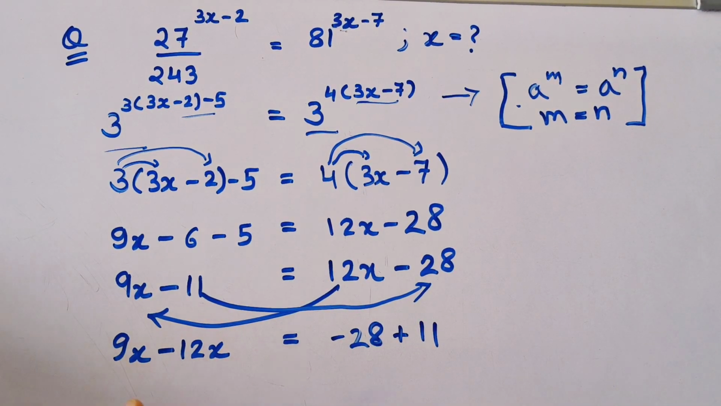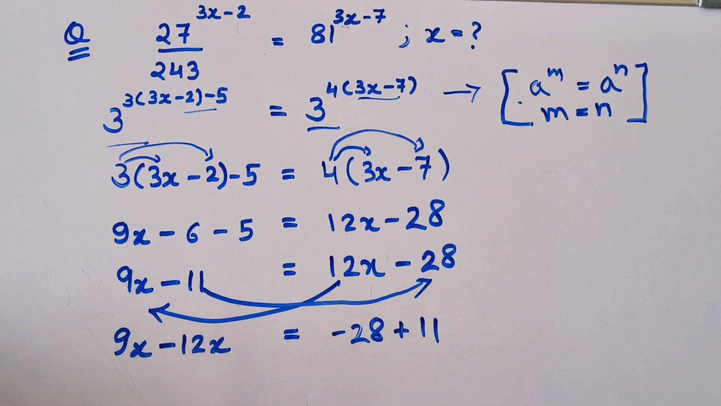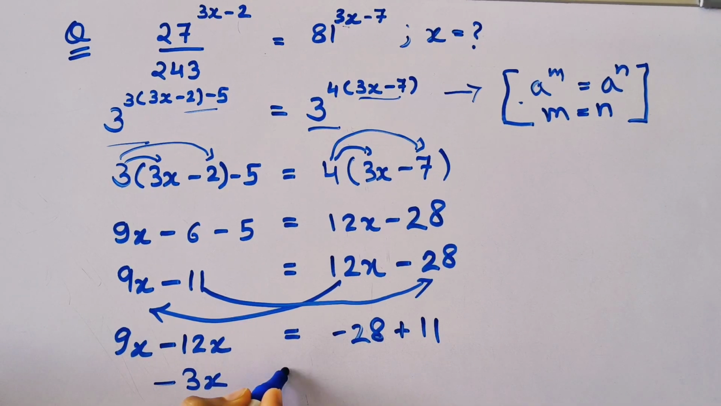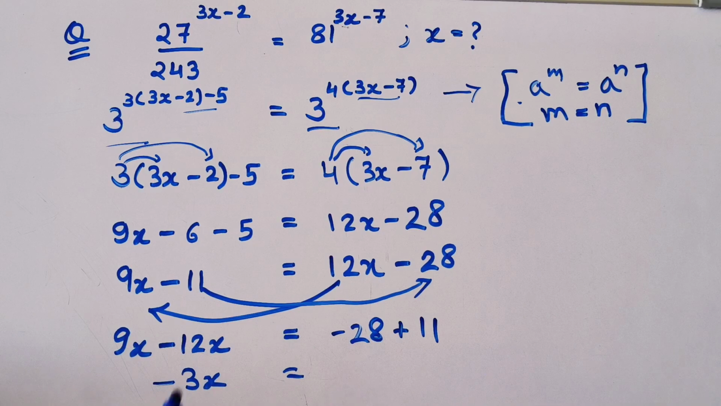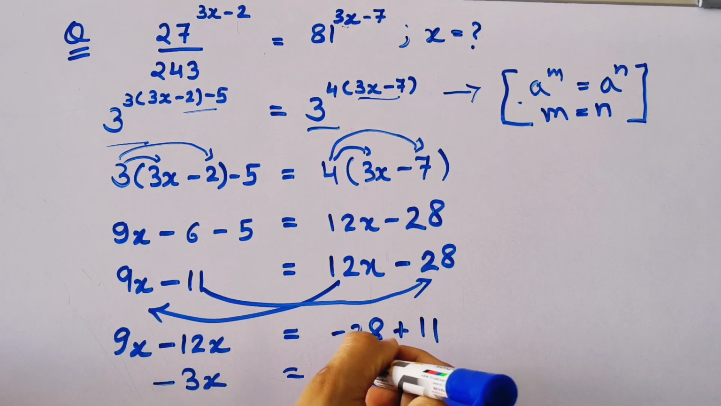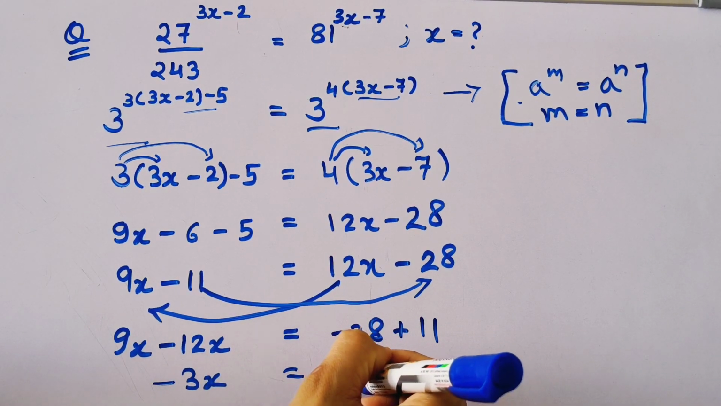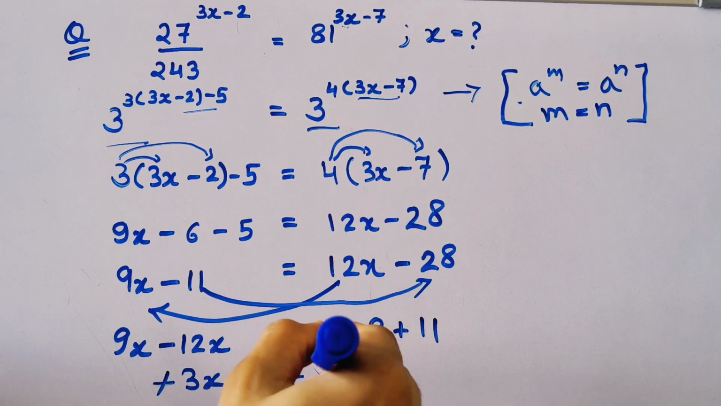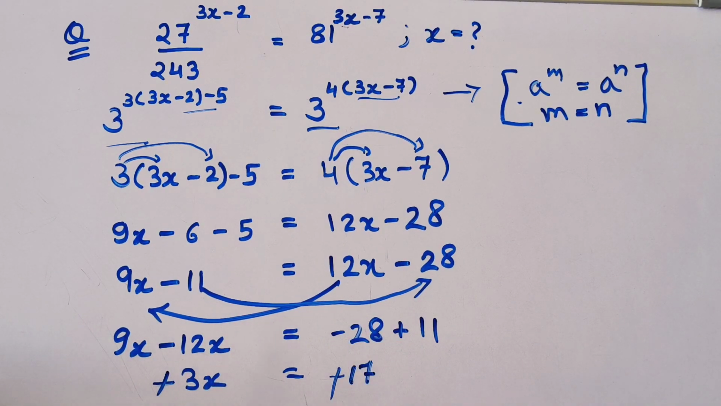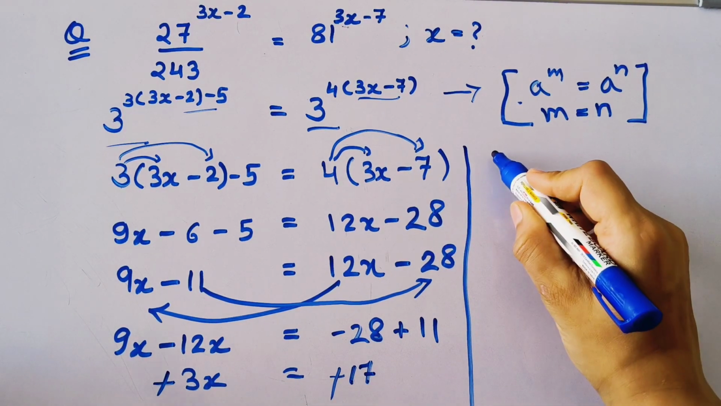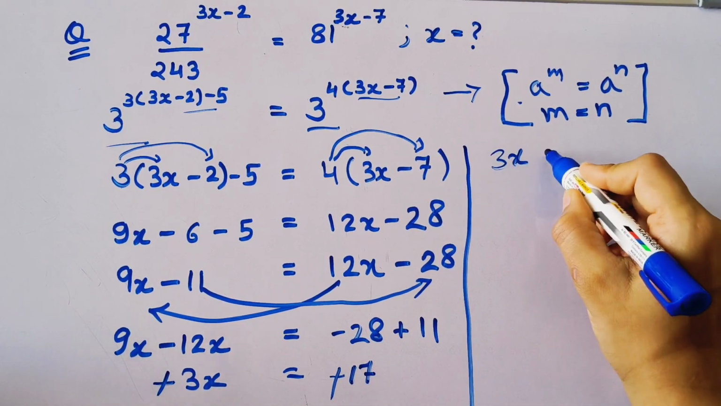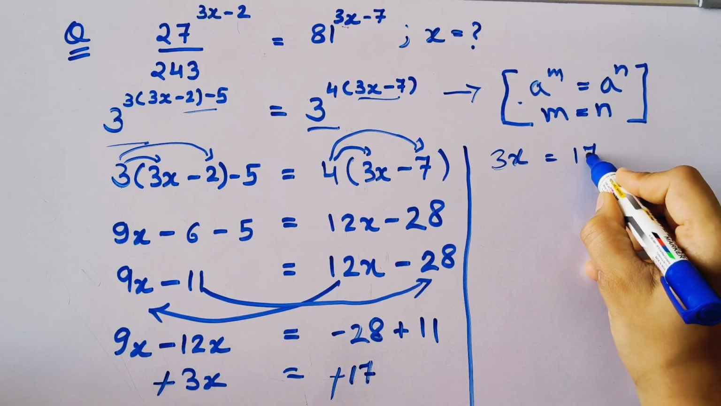Now 9x minus 12x is minus 3x equals minus 28 plus 11, which is minus 17. Okay, so this minus will cancel with this minus. So 3x equals 17.